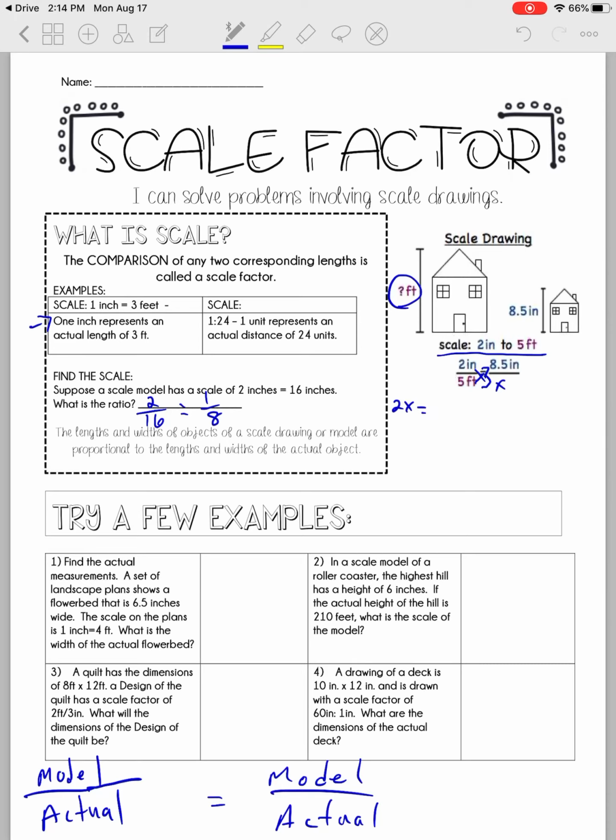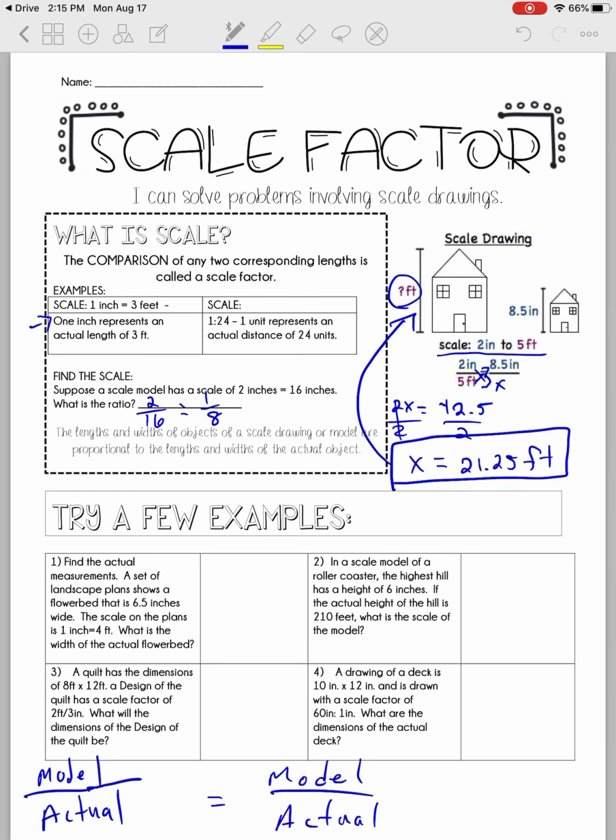So you get 2x is equal to 5 times 8.5. And that's going to be 42.5. Now remember, we got to separate and get that x by itself. We're going to divide by 2. x is equal to what? 42.5 divided by 2 is 21.25 feet. So that means that house is 21.25 feet tall.